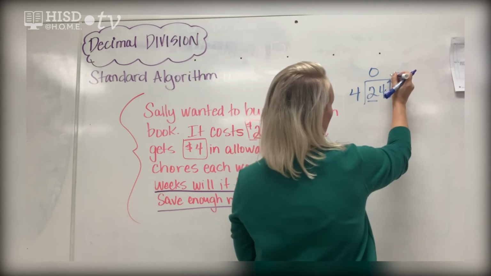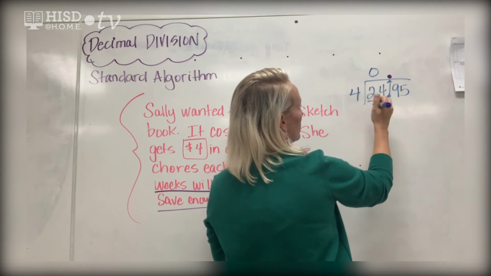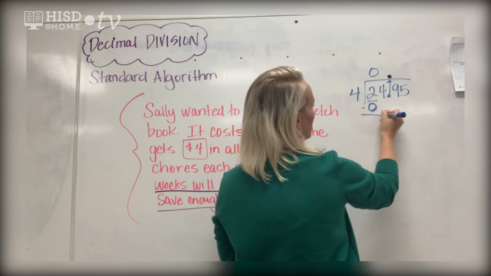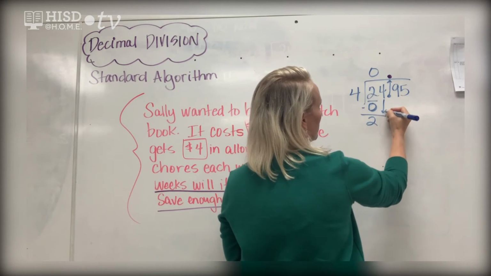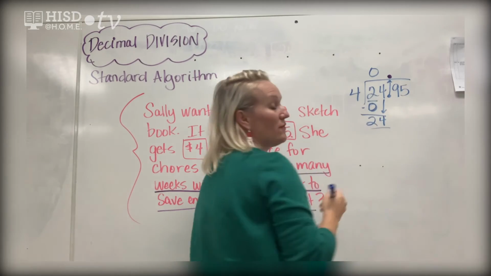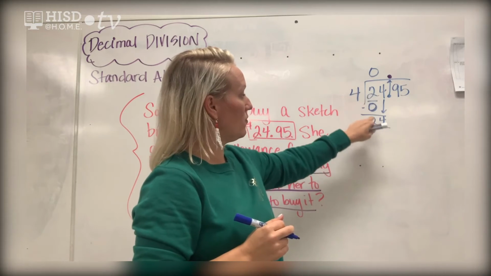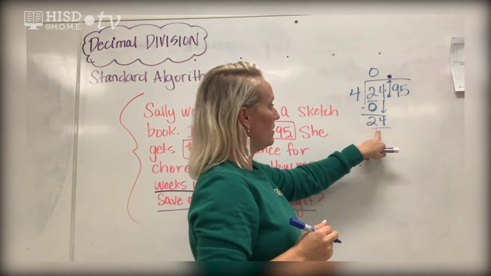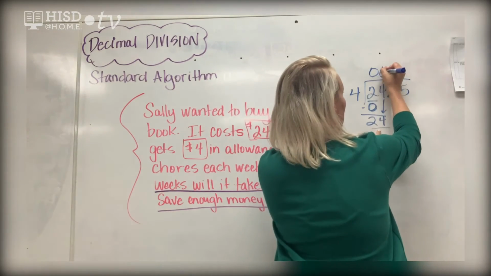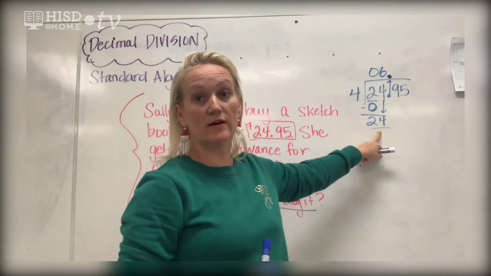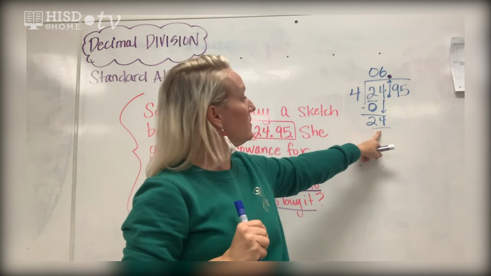I'm gonna do it in a different color. 0 groups of 4 equals 0. 2 minus 0 equals 2. Bring down the 4. Now I have a new number, 24. How many groups of 4 goes into 24? And that would be 6 equal groups. So we can put the 6 right above, leave that decimal right there. It's not bothering you. You would do it just like regular long division.